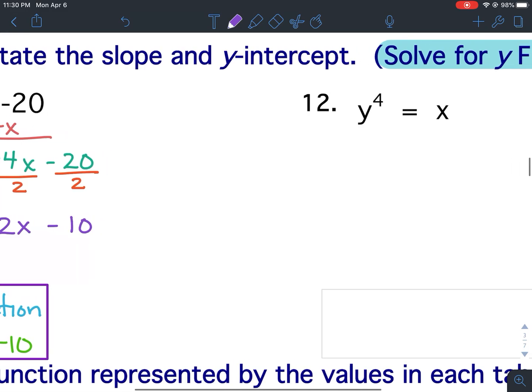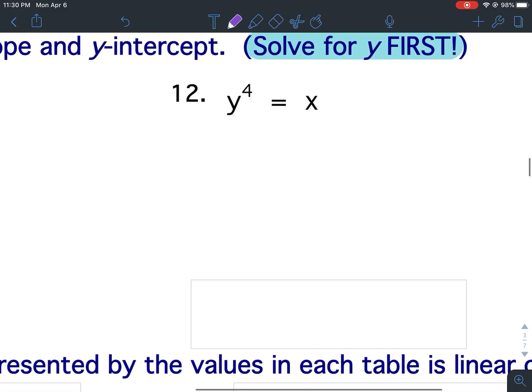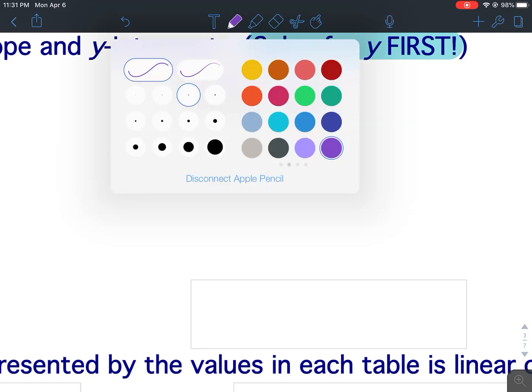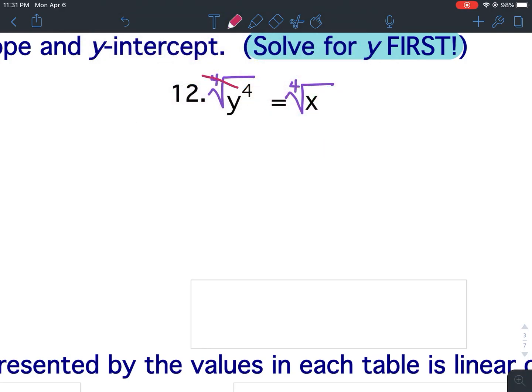Number 12. I want to isolate the y. So to get y by itself, since that's y to the 4th, I need to take the 4th root. So I will take the 4th root of both sides. That would give me y equals the 4th root of x. Because it has a root, that would make this a non-linear function.